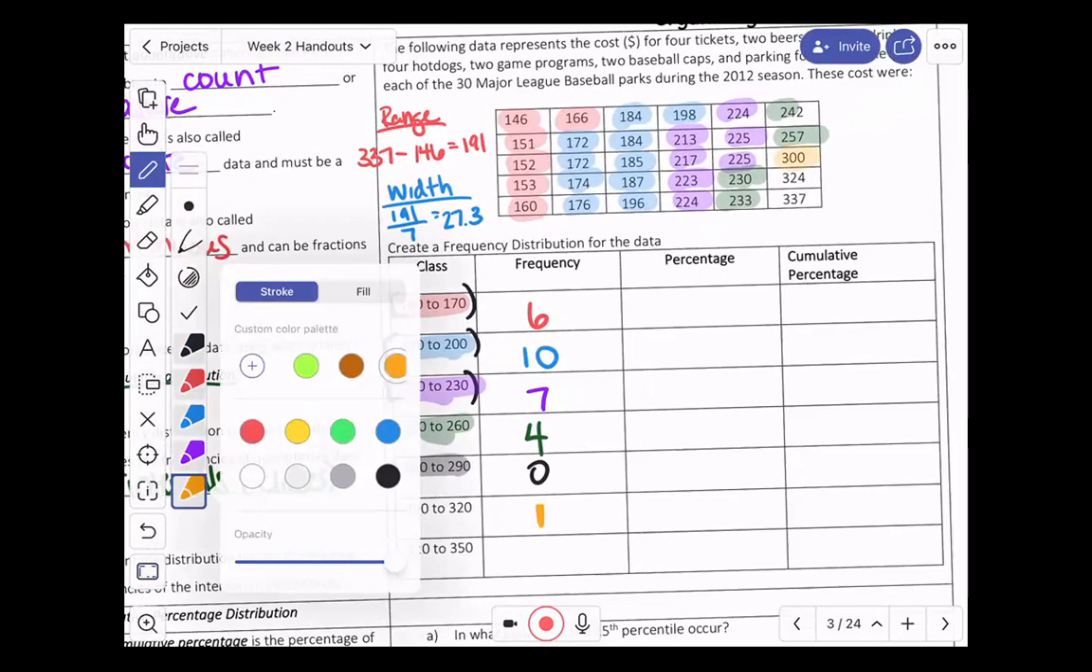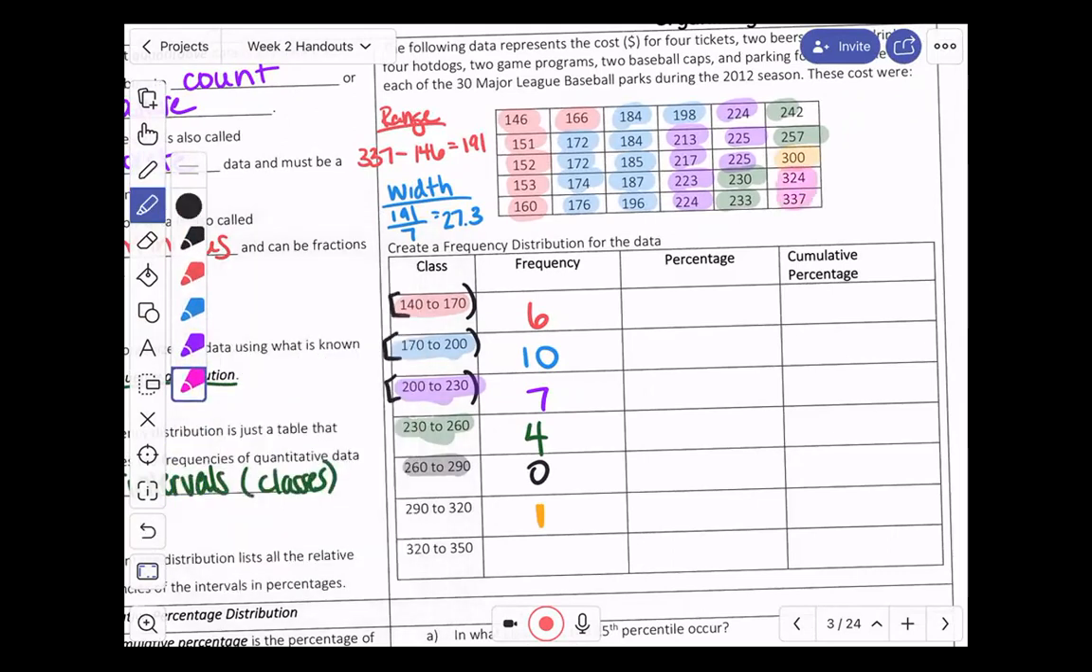And then the final class, we have what? 2. And the final class has how many? 2. There you go.